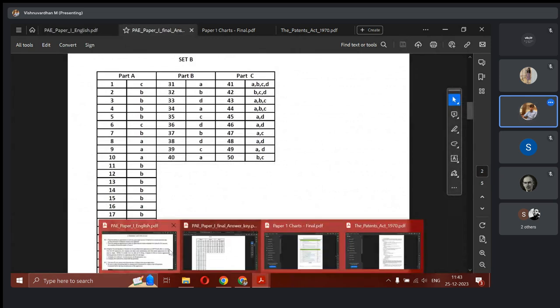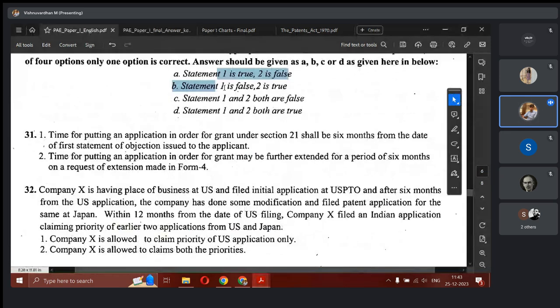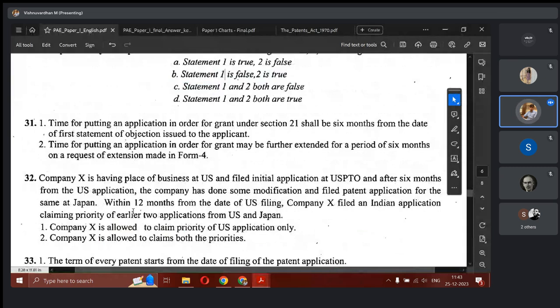32 is B. What is B? 1 is false and 2 is true. Company X is allowed to claim priority of the US application only. Company X is allowed to claim both the priorities. Again, this is a degree of ambiguity, but I can tell you for a fact that the answer key is wrong. The answer cannot be B, but I'll just mark that it's B.